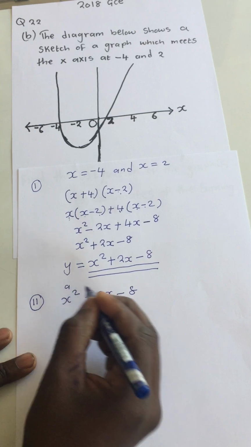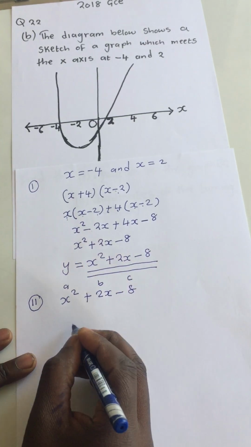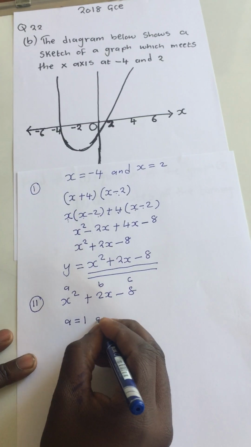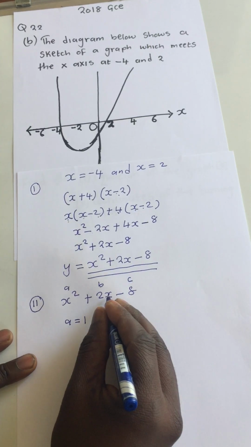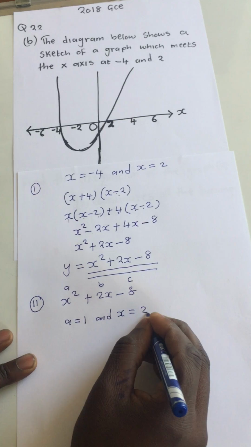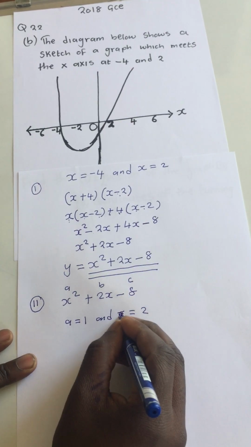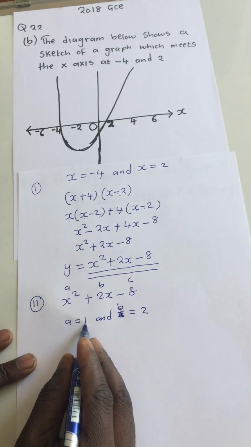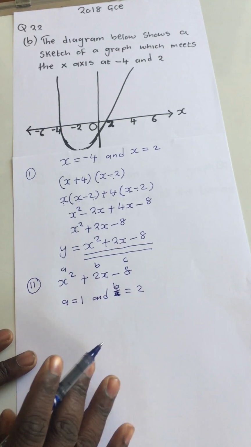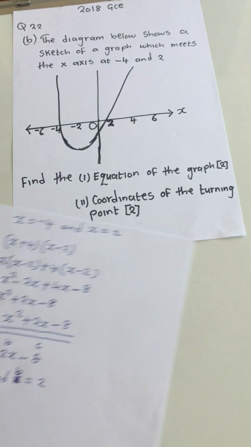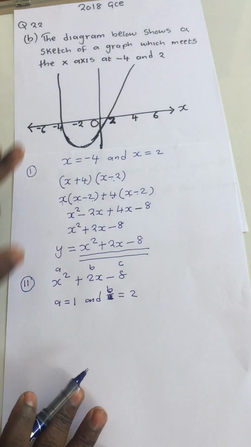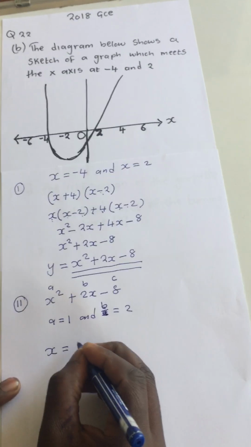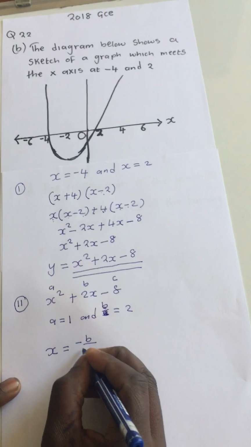So this one will be your A, this one your B, this one your C. A is equal to the coefficient of x squared, which is 1. And the coefficient B is 2. So A is 1, B is 2. Since you have been told to find the coordinates of the turning point, the formula for the turning points is: x is equal to negative b over 2a.